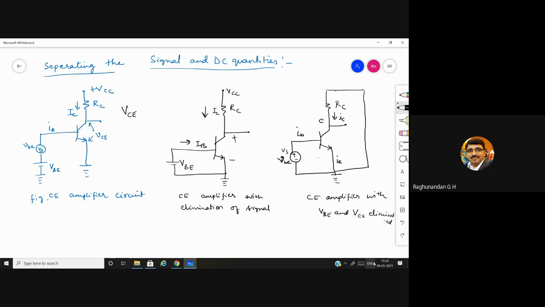Now let us analyze. If this question is asked, explain the process of separating signal and DC quantities, what you have to explain is, when both AC as well as DC sources are given to the transistor circuit, what will happen? That is one case. Then if the AC signal is eliminated and only the DC signal is retained, what will happen to the circuit during that time? You have to explain.